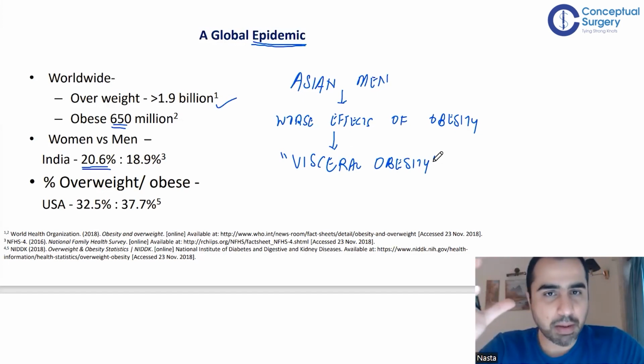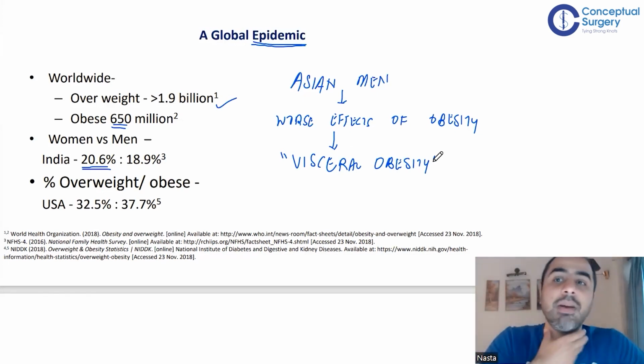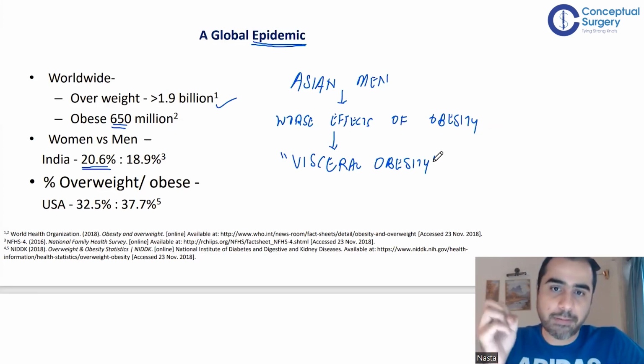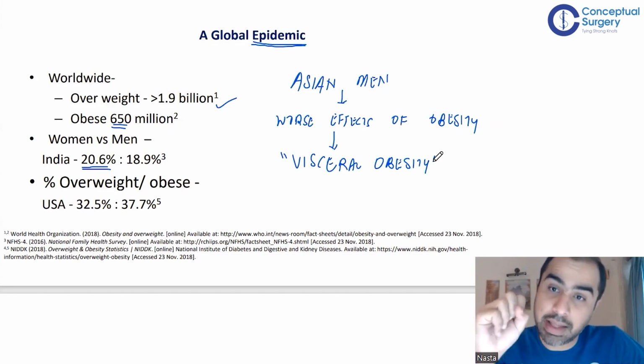If there is a 30 BMI man or a 35 BMI man, most of the weight you will see will be on his neck and on his belly. Men have very big bellies, but their limbs are very small. So upper limb and lower limbs are okay, not very heavy. But the belly, the abdomen will be very big. That's because most of the fat is deposited inside the abdomen.